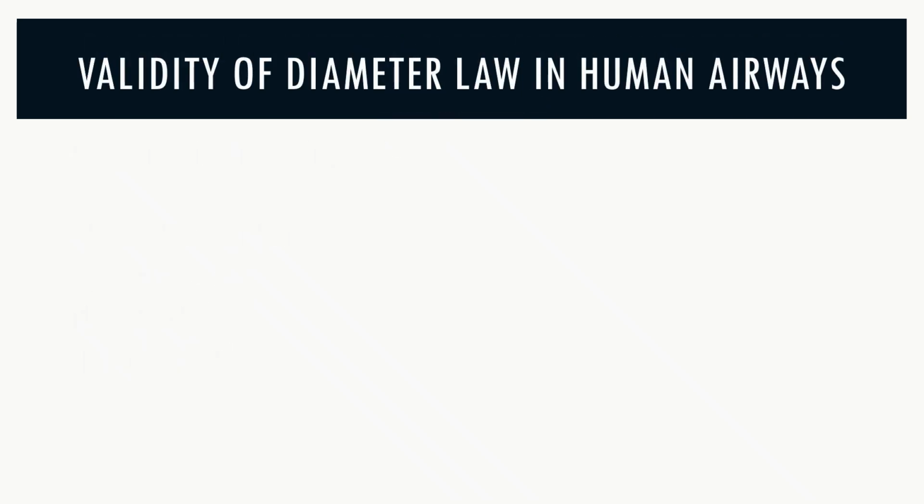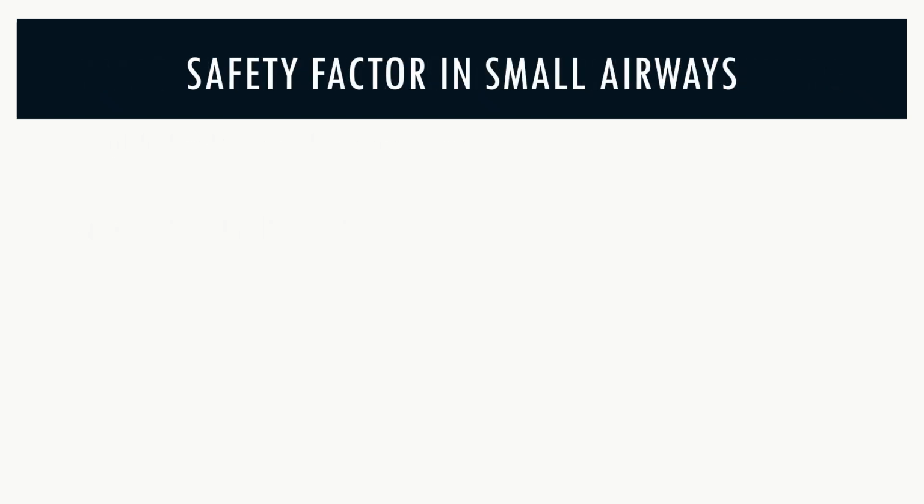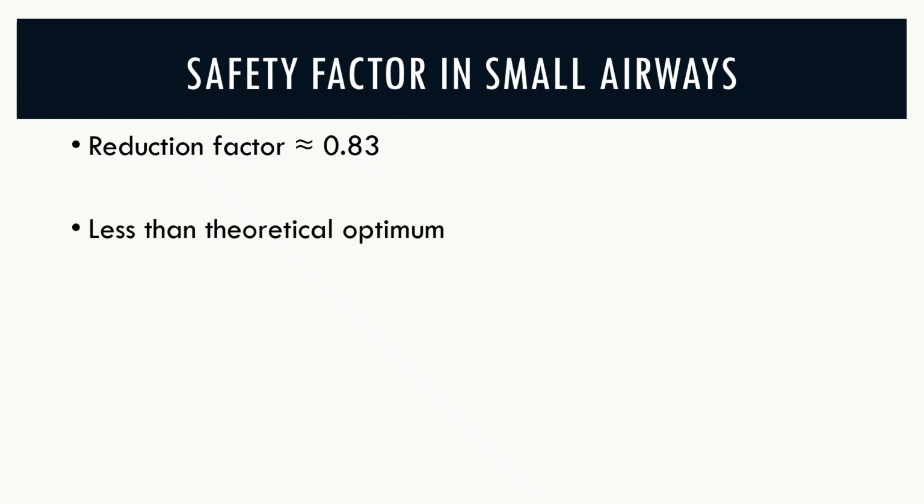Validity of diameter law in human airways. In human lung, the diameter relationship holds reasonably well for first 14 generations of conducting airways, with deviations occurring in more distal airways. Safety factor in small airways. In small airways, the diameter reduction factor is closer to 0.83 rather than theoretical optimum of 0.79. This provides a safety factor that improves physiological robustness.